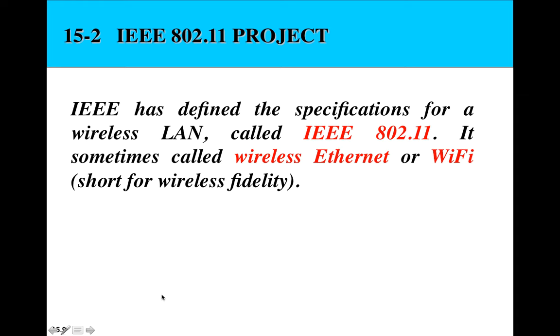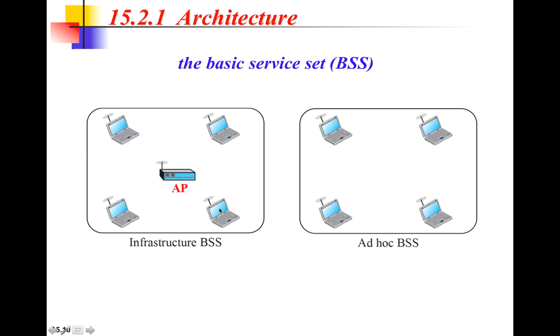So we have looked at the problem with CSMA CD for wireless LANs. Why can't we use CSMA CD? Now, we have different types of architectures. We have something called the basic service set.